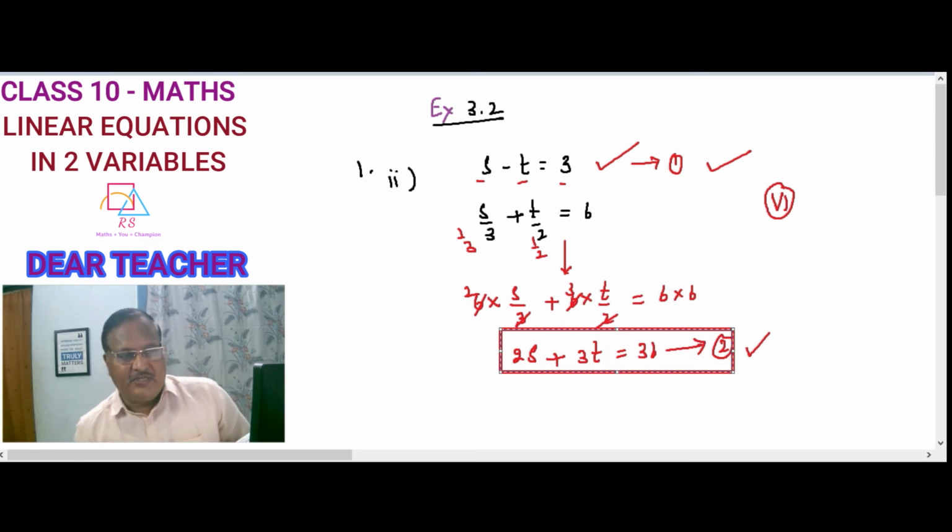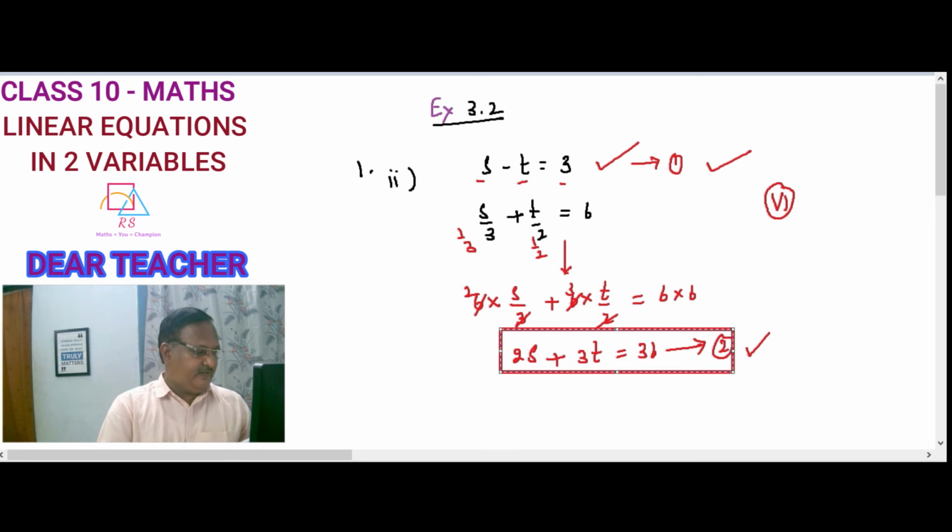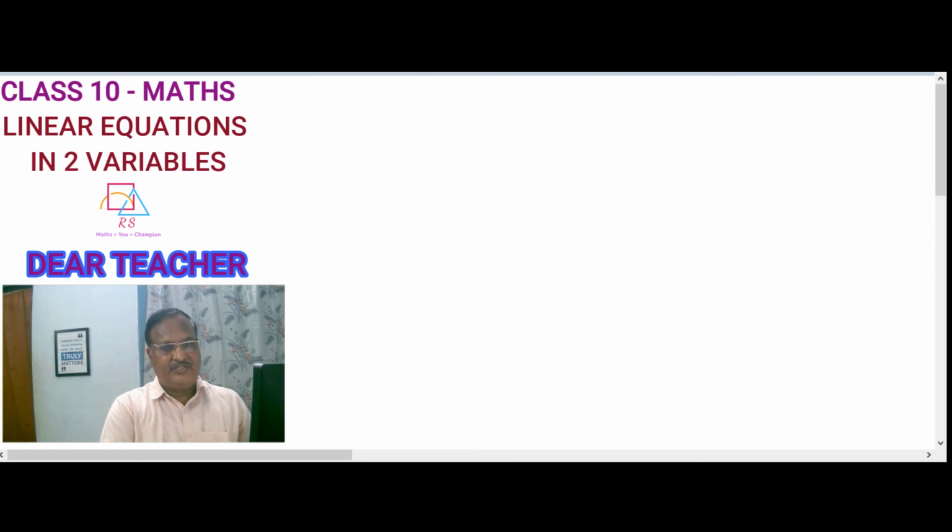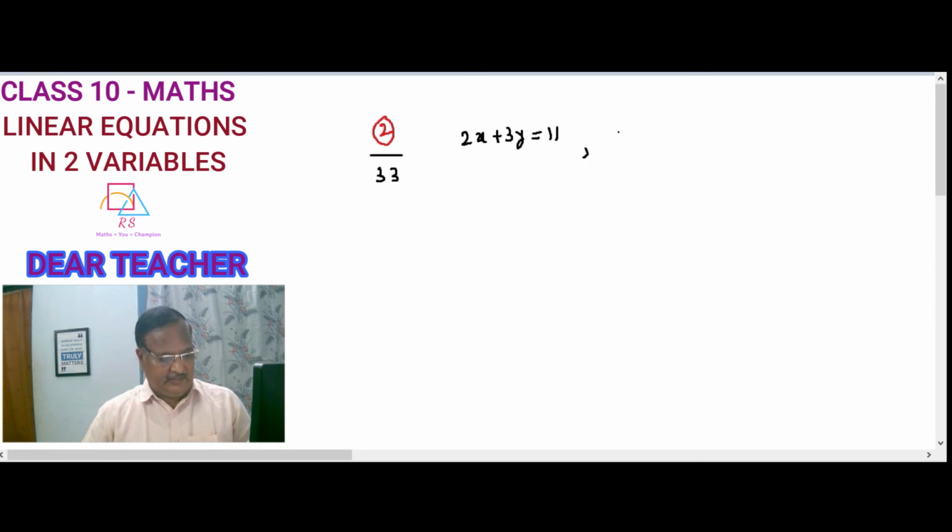So this is the first problem. Let us go to the second question of exercise 3.2, page number 33. Solve 2x plus 3y is equal to 11, and 2x minus 4y is equal to minus 24.